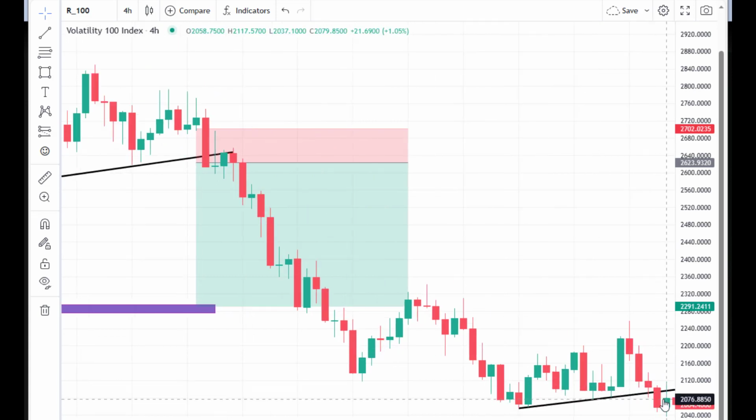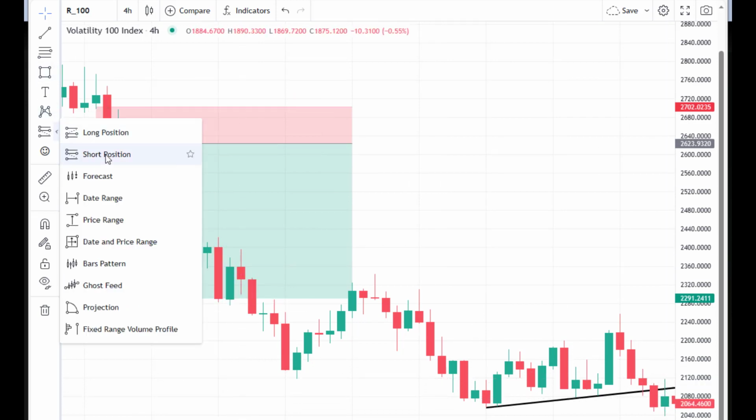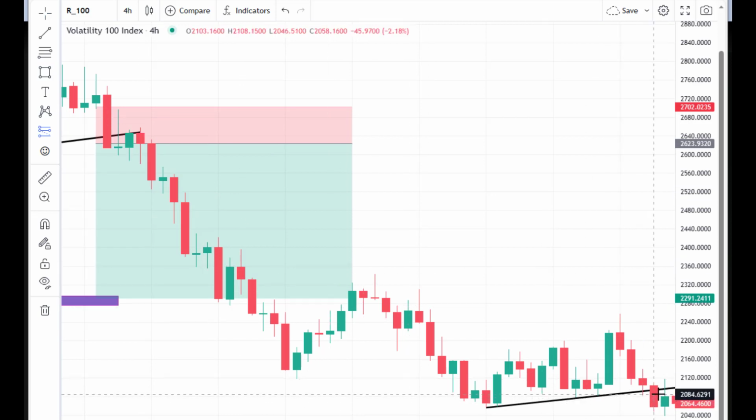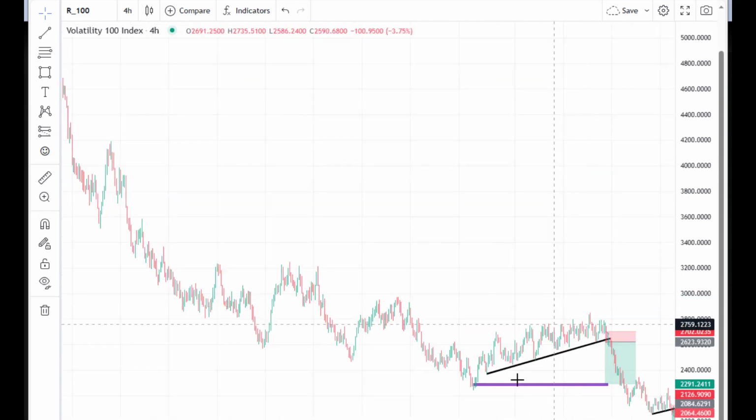Now the next candle was another confirmation with a doji, which the body of the candle closed below this trend line. So when you enter, your stop loss should be above that candlestick there. Right, so this is how you enter. Your stop loss should be above this rejection candlestick.